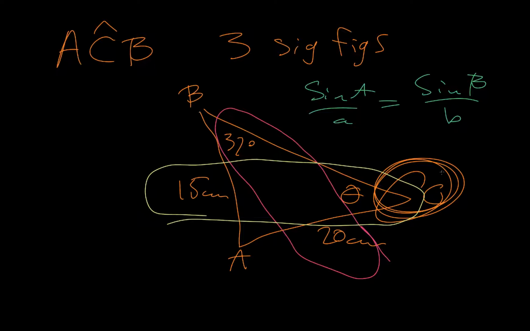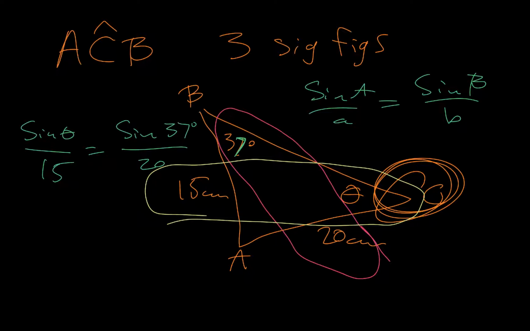I'll just write it out like that. Since we're finding an angle, I'm going to use it with my sines on top, because I want the thing I'm solving for to be on top. It just makes the algebra easier. So I'm going to start with theta. So sine theta, and then the opposite side is 15. And then sine 37 over 20.